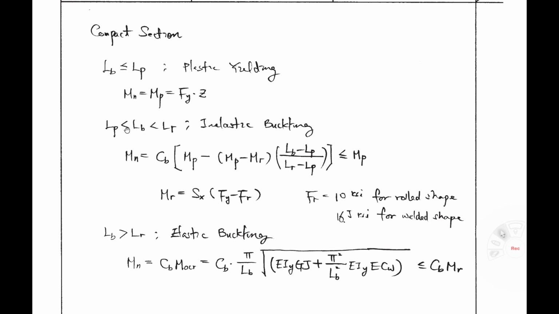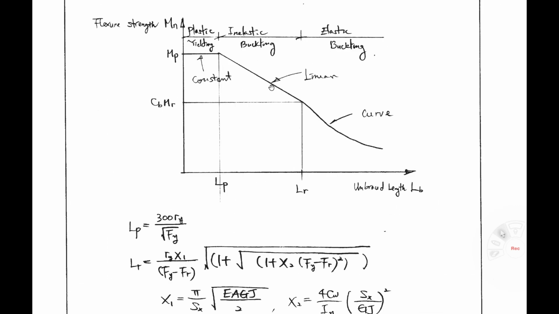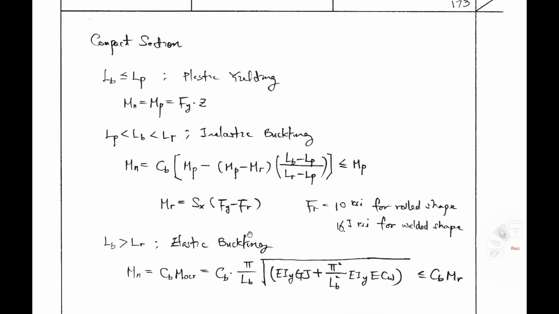If Lb is between Lp and Lr, it is the inelastic buckling case. The equation can be written like this because it is a linear equation, a straight line. You already learned this in the undergraduate steel design course, right? This is times Cb. The resulting value must be less than Mp. The capacity of any beam cannot be greater than Mp. So you have to check Mp, because when you multiply by Cb, sometimes the calculated value is greater than Mp. In that case, you have to use Mp.